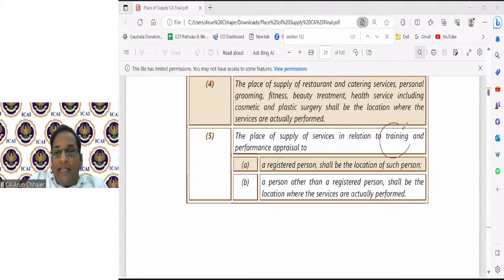Next is training and performance appraisal. To whom? Now they are saying if it is a registered person, if it is an unregistered person. See, in the 12th subsection 3, there is no bifurcation whether the customer is registered or unregistered. In the 12th subsection 4, there is no bifurcation whether the customer is registered or not. Same place of the supply. But in this 12th subsection 5, there is bifurcation. What is that bifurcation? If it is given to a registered person, LOR. If it is given to an unregistered person, performance, actual performance.